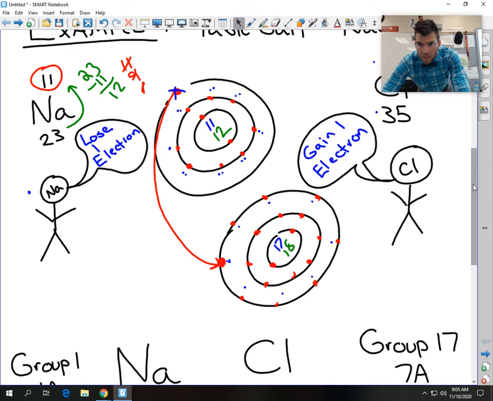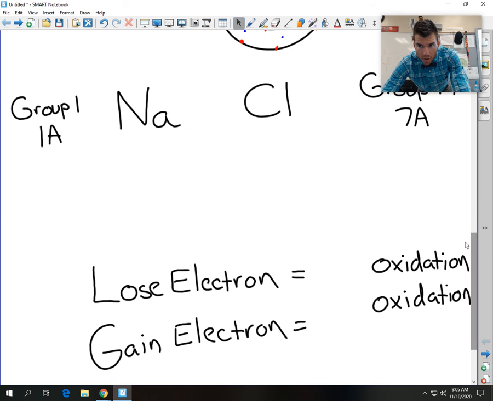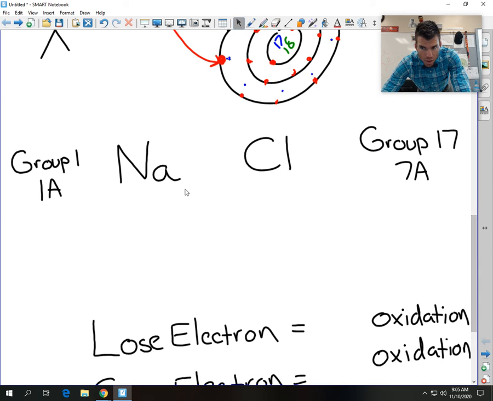But we don't want to spend all our time drawing this every time. It takes way too long. So there's another way to do it. The way that you're going to do it is this way right here. You would just write out the symbol for the element. And over to the side, I've put some notes on each one.